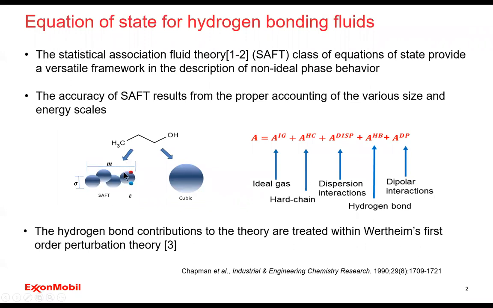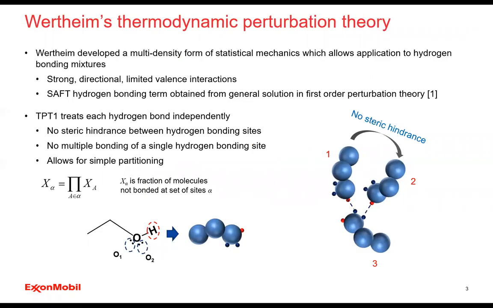Now the SAFT equations of state do a better job of recognizing these various features. In these approaches, you actually realize that the molecule is elongated, so it's treated as a chain of spheres instead of a single sphere. And also you have multiple energy scales of interaction. You have dispersion interactions, hydrogen bonding, et cetera. The hydrogen bonding contributions to the theory are all treated in Wertheim's first order perturbation theory, and that's what we're going to be talking about today.